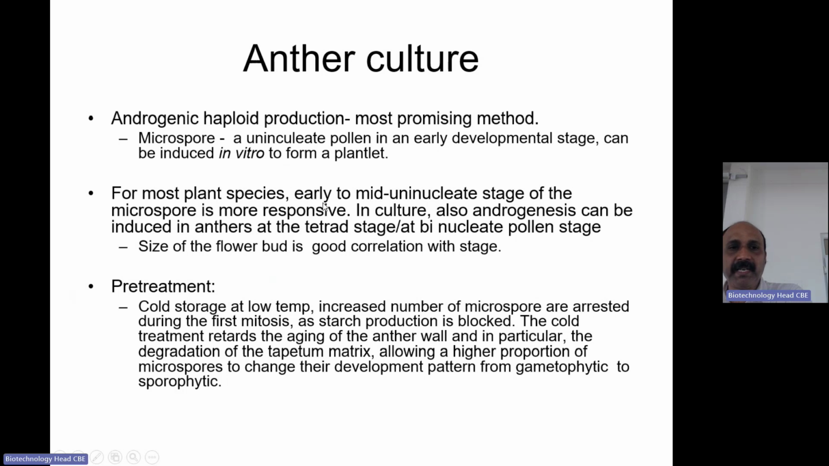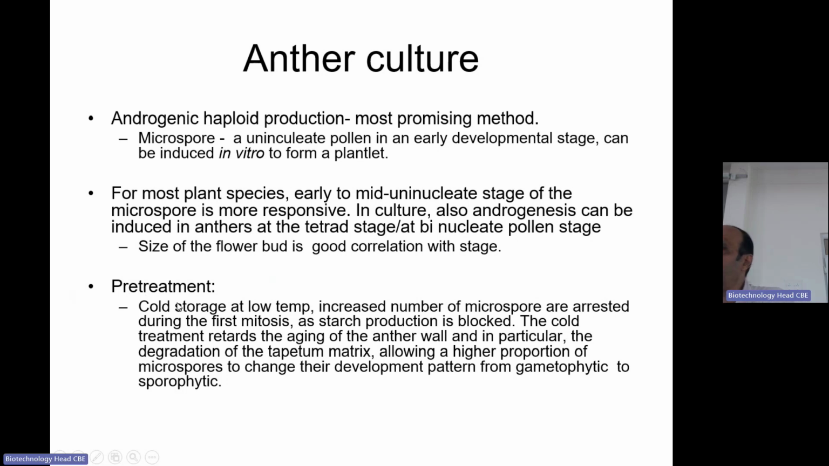For most plant species, the early to mid uninucleate stage of the microspore is most responsive, and it can also be induced in the tetrad stage and the binucleated pollen stage. For each of the flowers we need to go in for cytology studies. What is the stage of those pollen grains? Looking at the size of the flower bud, we can decide what the pollen stage would be inside the flower buds. And also pre-treatment, such as cold treatment.